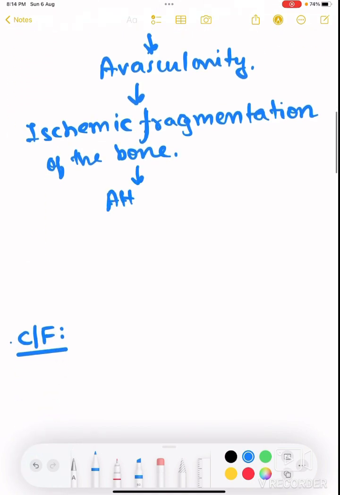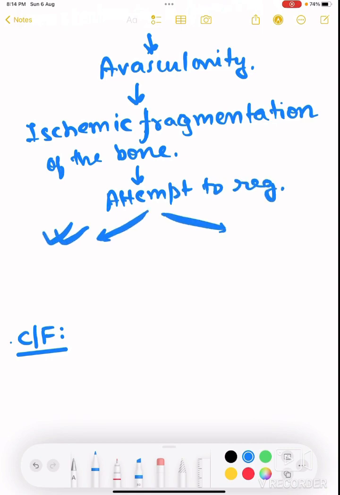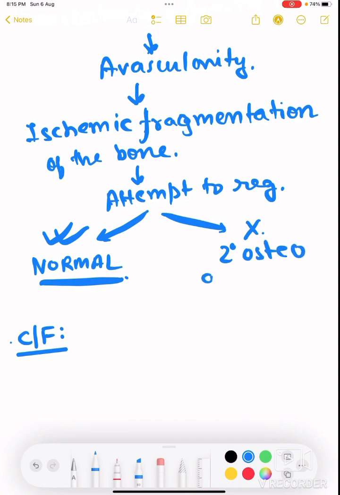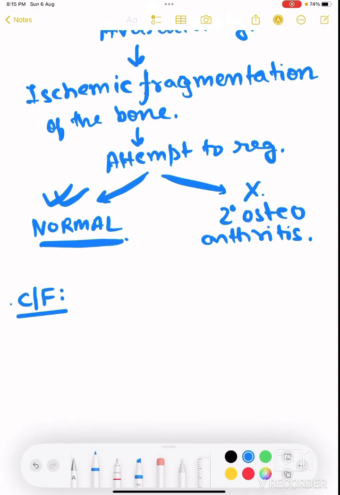Now the bone will attempt regeneration. If the regeneration attempt occurs nicely, then it will revert back to a normal condition spontaneously. But if regeneration doesn't happen, then it will lead to secondary osteoarthritis, right? And it can lead to coxa valga, magna, breva, plana. It can lead to many types of things.